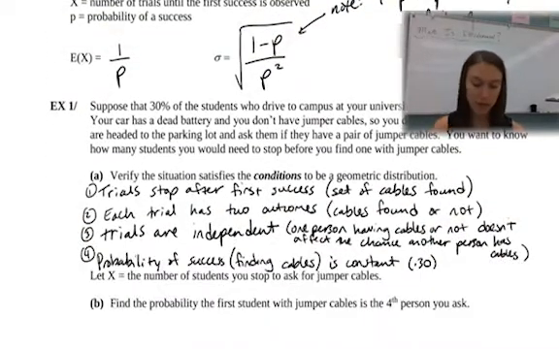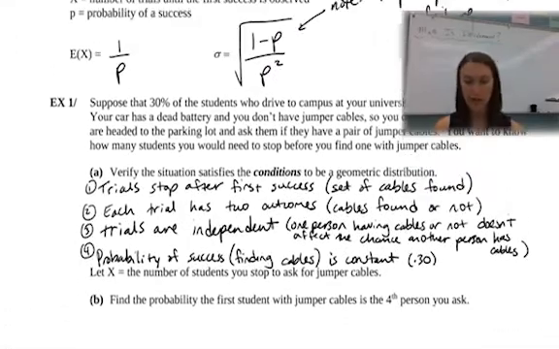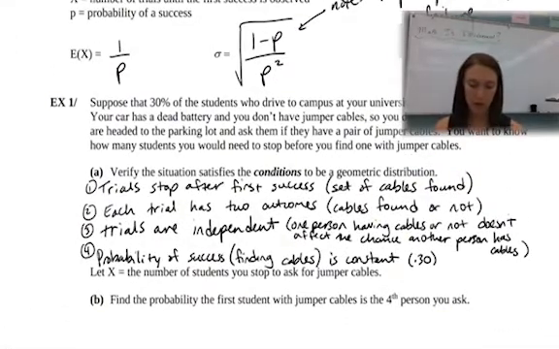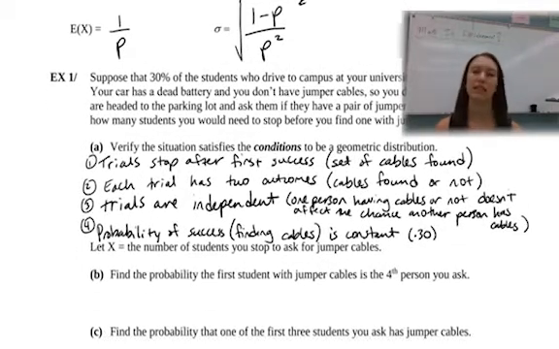All right, so suppose that 30% of the students who drive to campus at your university carry jumper cables. Your car has a dead battery and you don't have jumper cables. So you decide to stop students who are headed to the parking lot and ask them if they have a pair of jumper cables. You want to know how many students you would need to stop before you find one with jumper cables. So the first thing we have to do, and this is kind of the first time we've really seen this in AP Stats, is a little bit new, but it'll carry on through the rest of stats. We have to verify a certain set of conditions before we can use a geometric distribution and use these formulas.